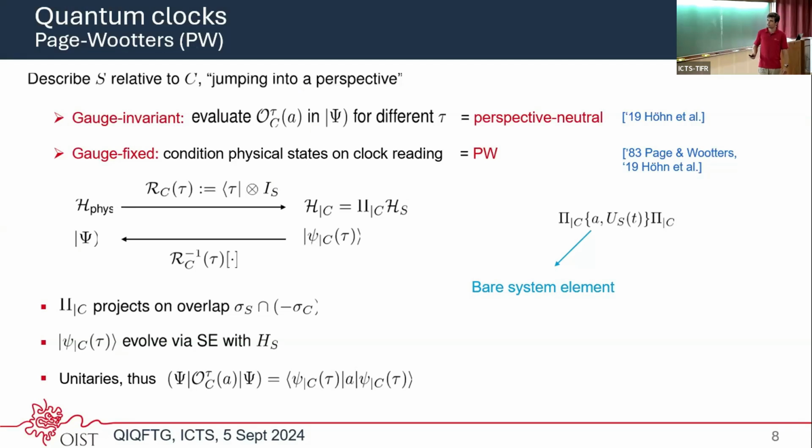And moreover, since this projection is a unitary, we can see that evolution in the physical gauge invariant Hilbert space with these gauge invariant operators is the same as evaluating these bare elements with these relational Schrödinger states. So how you can describe evolution is just similar. You take these expectation values and now you let this star element here run by acting with the exponential of the system Hamiltonian to get your time evolution. So we will refer to this gauge fixing as Page-Wootters or as PW.